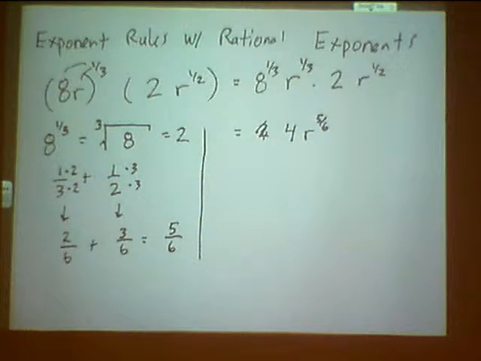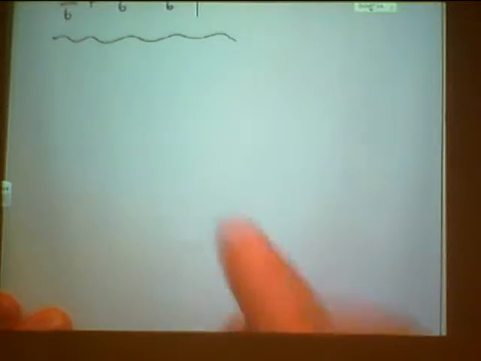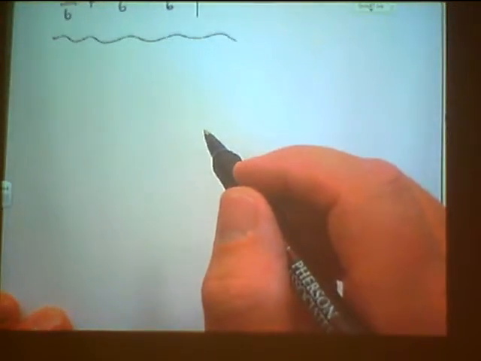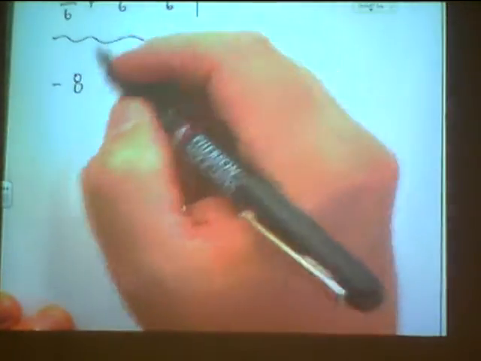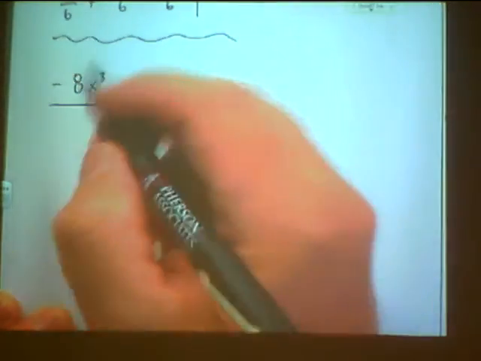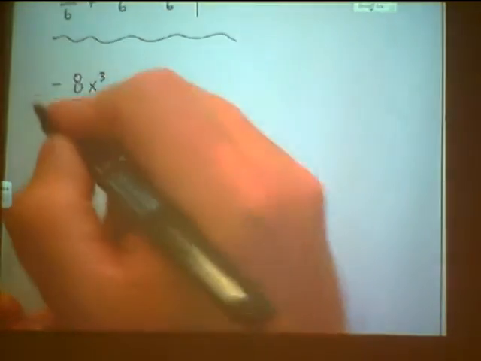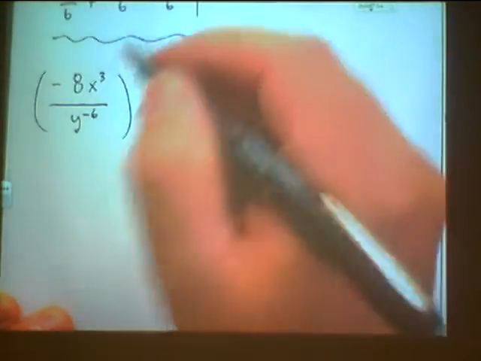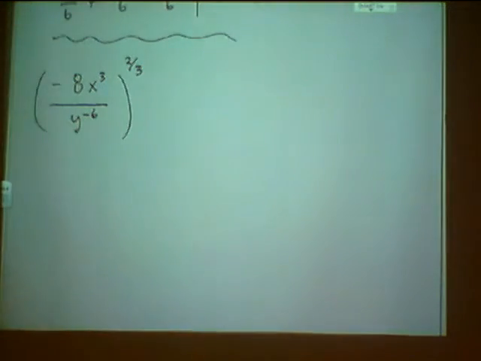Let's look at another quick example. How about if we have this? Negative 8x cubed over y to the minus 6, and that whole thing raised to a power of 2/3.